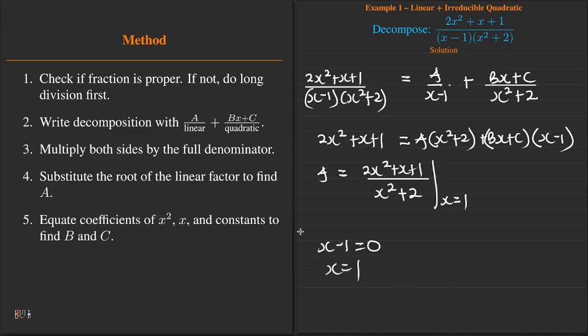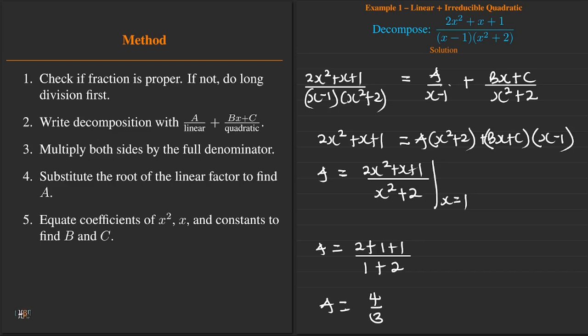So with that, we then have our A, which is equal to, substituting 1, we have 1 squared, which gives us a 1, times 2 gives us a 2, then plus 1 plus 1, all over 1 squared and then plus 2. Simplifying, we have 2 plus 1 plus 1, which gives us a 4. So 4 over 3. That becomes the value of what? A. So A is 4 over 3.